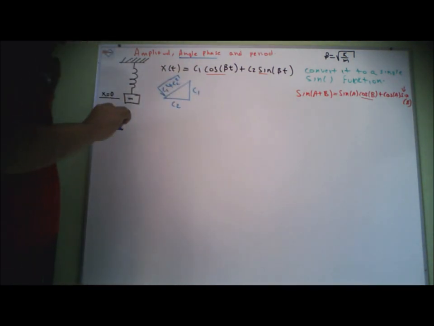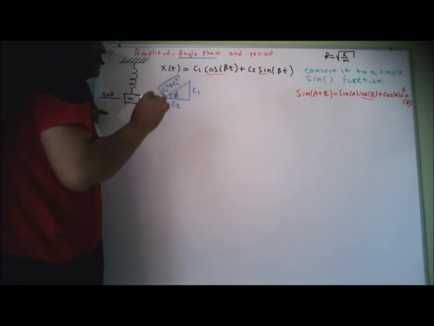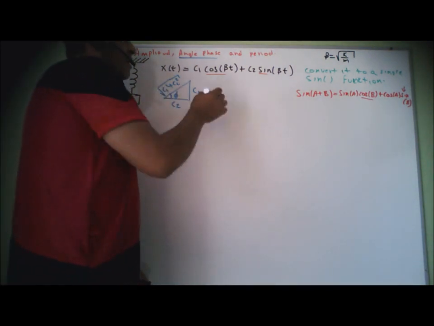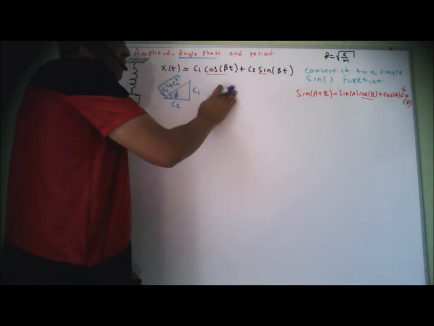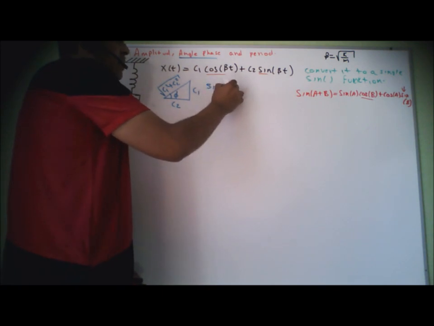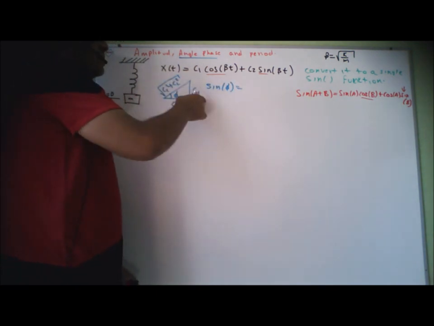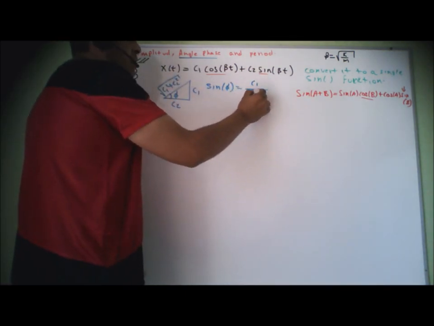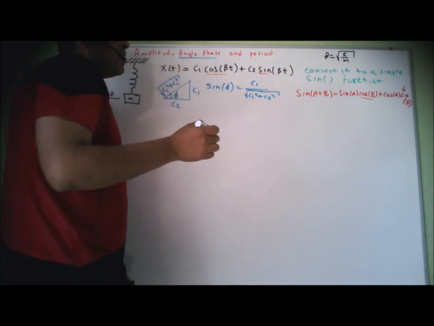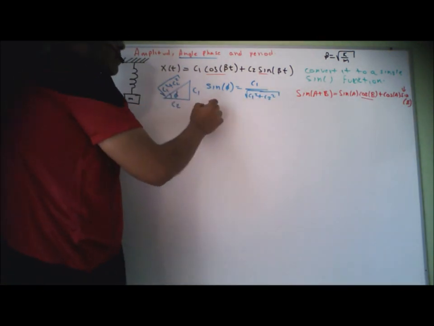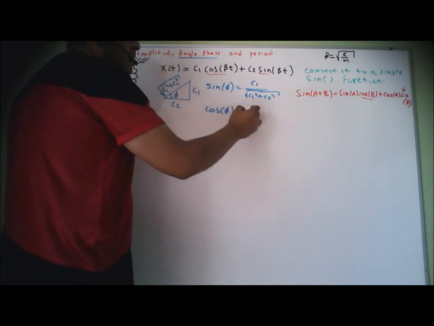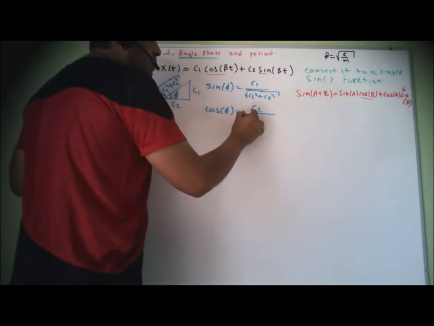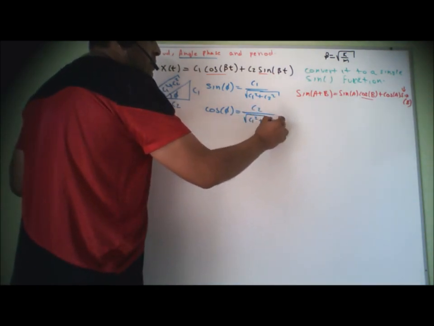Now I am interested in this angle, phi. The sine of phi is the opposite over the hypotenuse, so it's going to be C1 over the square root of C1 squared plus C2 squared. So that is the sine of phi, this angle. Now the cosine of phi is equal to C2, the adjacent, over the hypotenuse, C2 over the square root of C1 squared plus C2 squared.